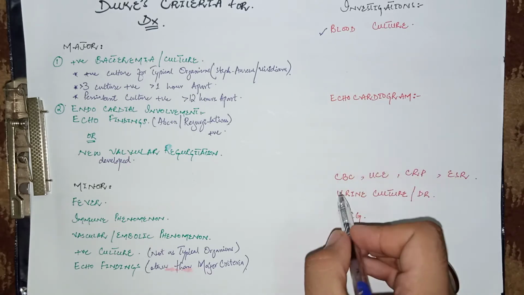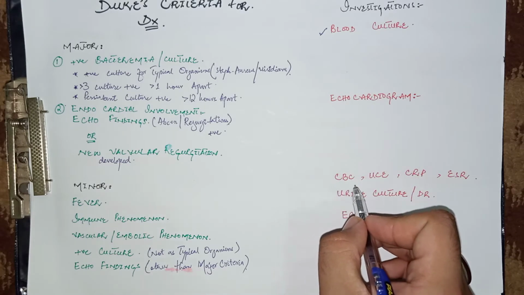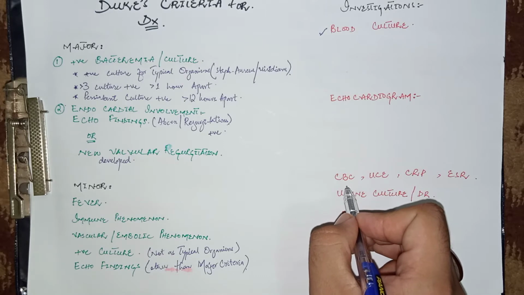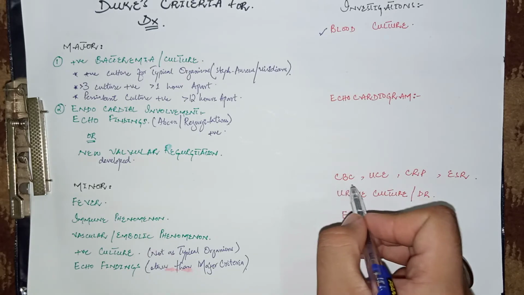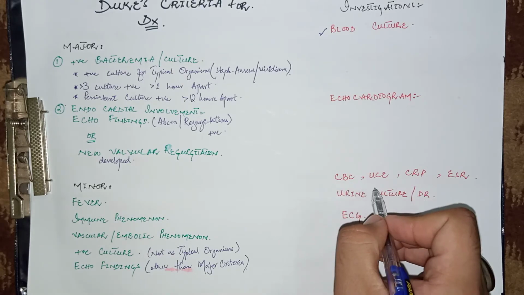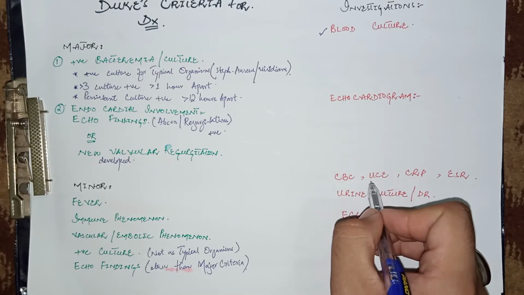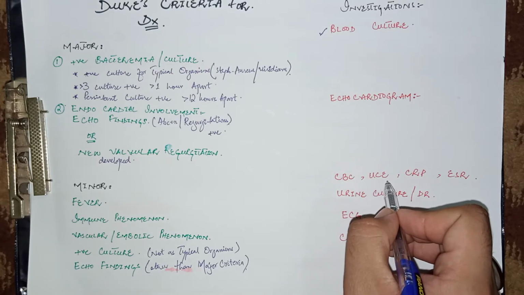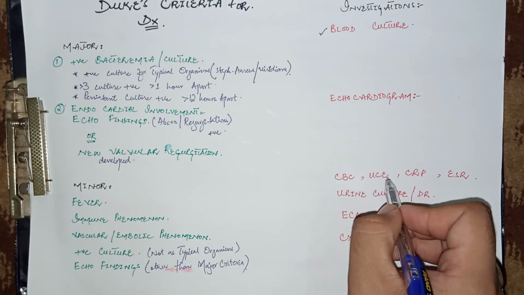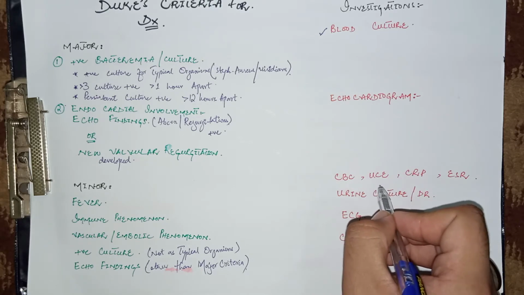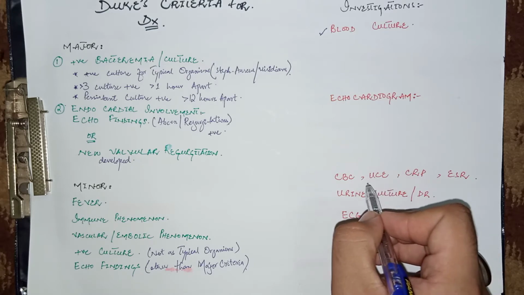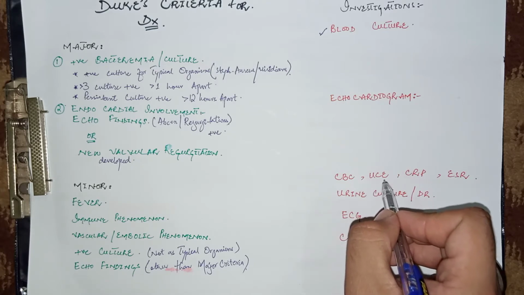Other non-specific tests include complete blood count, which shows leukocytosis and anemia, especially in subacute infective endocarditis. And check the UCE, that is urea, creatinine, and electrolytes, because we know that sometimes the immune complexes are deposited in the kidneys in subacute infective endocarditis and cause glomerulonephritis. So the renal function is very important to be checked.